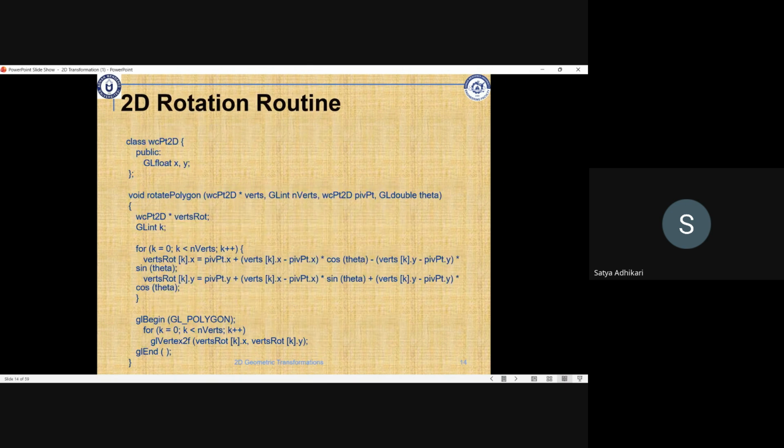So this is an algorithm, a 2D rotation routine. This is not required for you.